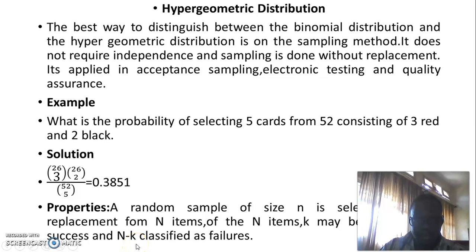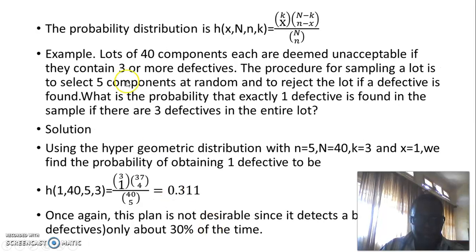So if k may be classified as a success, then the remaining N minus k can be classified as a failure because the sampling has been done without replacement. The probability distribution of a hypergeometric distribution is given by h(x; N, n, k), which is given by k combination x times N minus k combination n minus x, divided by capital N combination small n.